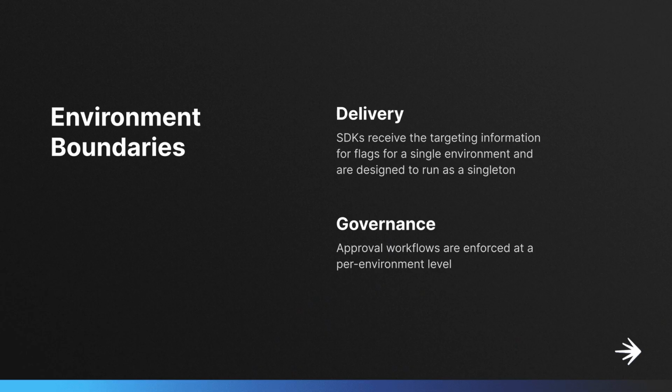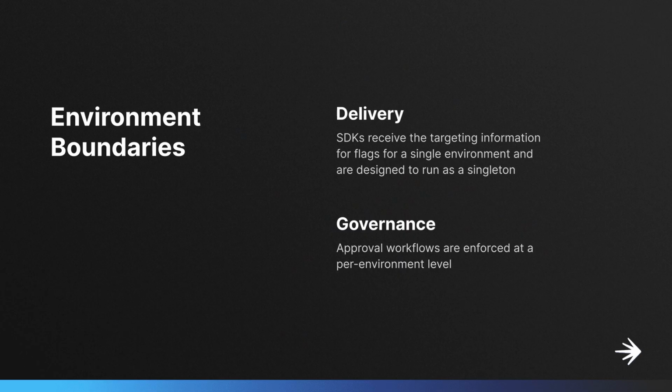There are two primary boundaries we want to think about when setting up environments in LaunchDarkly. One is delivery, meaning that each SDK instance connects to a single environment and receives the targeting rules or flag evaluations based on that environment. You want to avoid having multiple SDK instances running in the same place if possible, as this can lead to added complexity. The second boundary is governance, meaning that things like approval workflows are enforced at a per environment level, so we encourage enforcing more strict levels of governance in production environments than in pre-production.